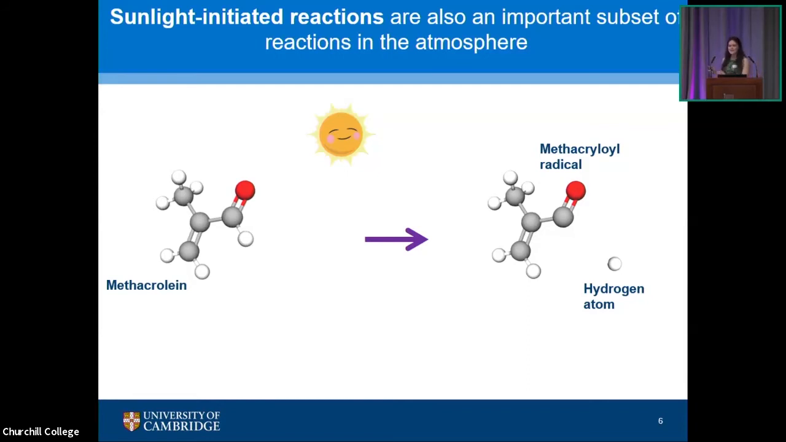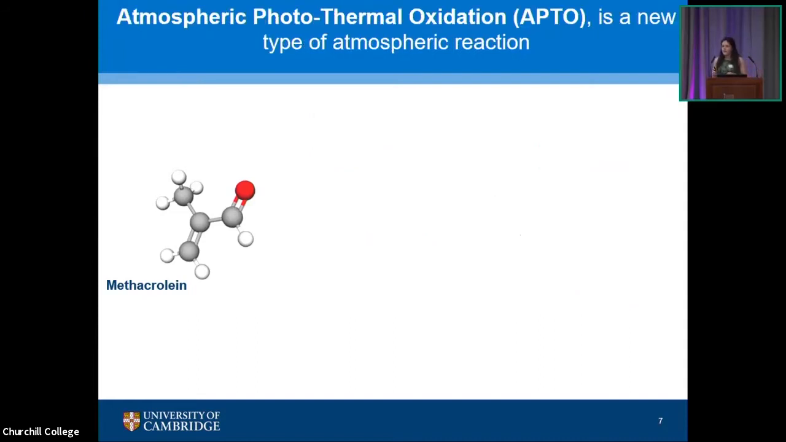However, what I'm going to be talking about for the rest of this talk is something I did research on in my previous institution that I found really exciting. So I talked about sunlight-initiated reactions and collisions-based reactions, which is what we think about and what's included in the models. Whereas now I'm going to talk about something a little different. It is starting off with sunlight, but we call it atmospheric photothermal oxidation. That's a mouthful, but I'll explain what it actually is.